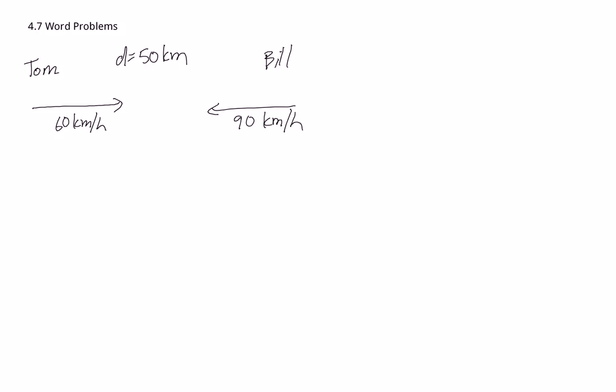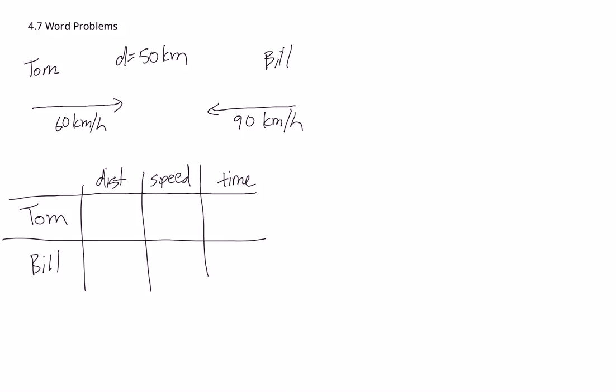So anytime you're doing one of these questions, what you want to do is set up a chart. And in the chart, we basically track the distance, the speed, and the time. So you want to track each of those, and you want to put them in variables so you know what's going on. In this case, we know the total distance is 50 kilometers, but we don't know how far each person's going to drive to meet.